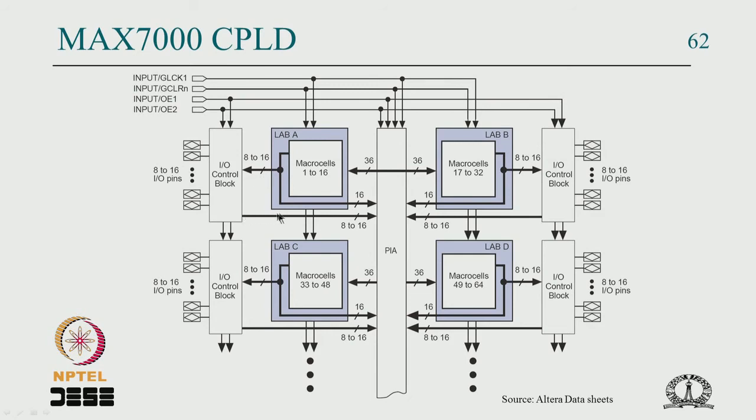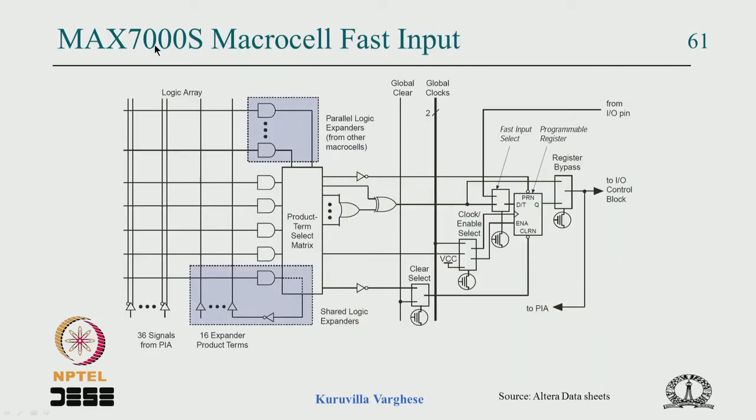So it will be good for input synchronization if one of the inputs can be taken directly into the flip flop. Such a thing is possible in MAX 7000S. Apart from all these connections from the IO pin, they have a direct connection to the flip flop which allows low setup time. Otherwise, if it is taken through the crossbar, you have to set it up much before the clock edge, but with this it can be set up very fast, a little time before the clock edge, and that is the advantage of this.